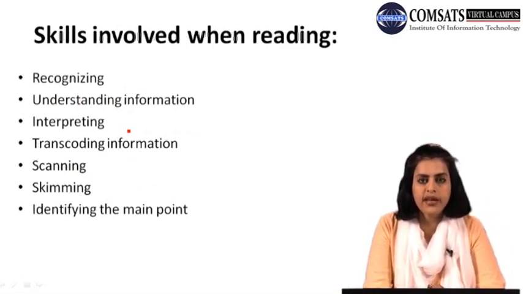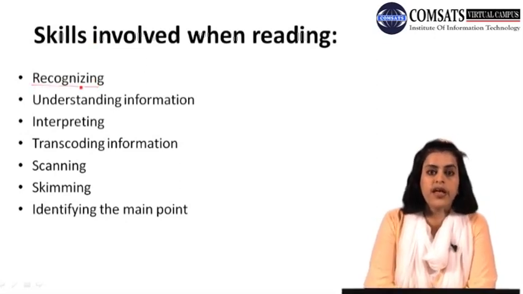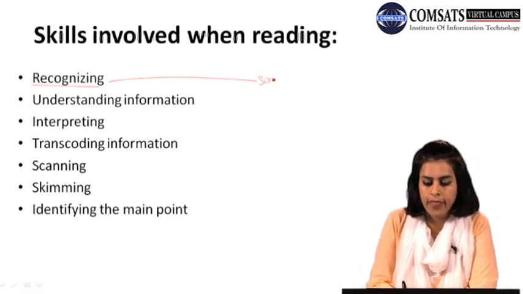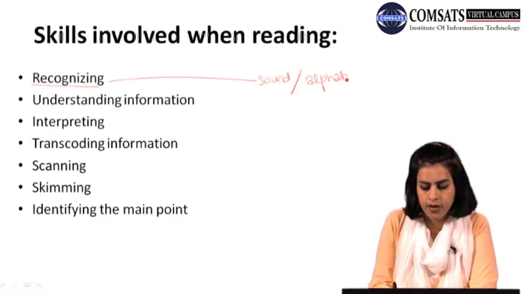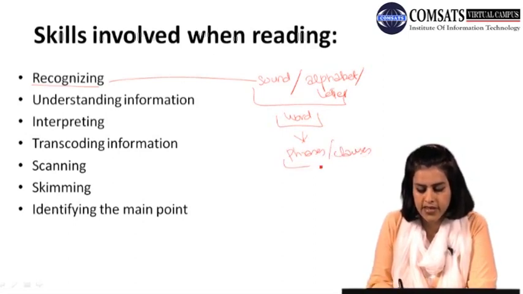Skills involved in reading. Now there are some skills which are involved once you are in a reading process. The first skill is recognition. This recognition has something to do with sound, alphabet, or in other words you can call it letters, and they combine together to give you a word, and words combine together to give you phrases, clauses, and then sentences.